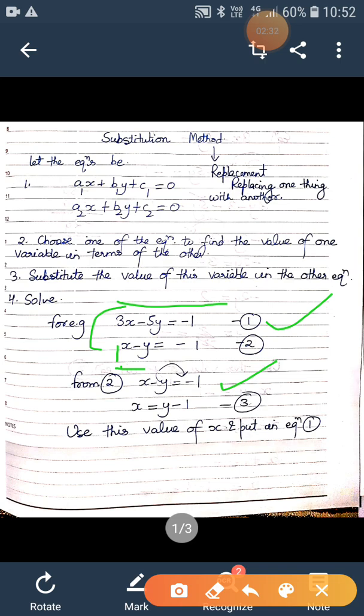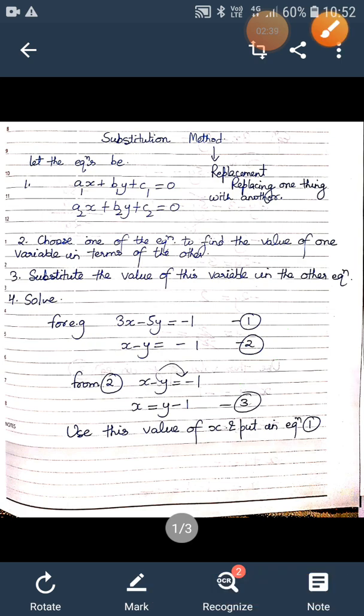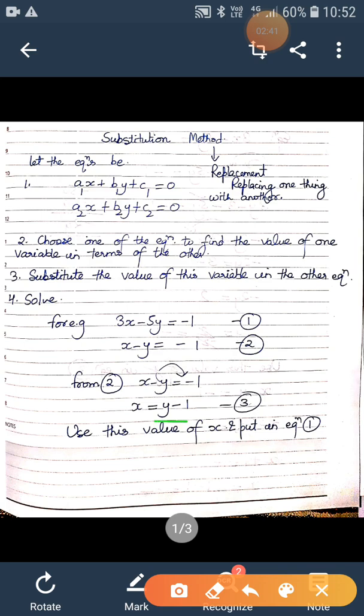And what do we do then? We write x in terms of y. Transposing minus y to the right-hand side, it becomes plus y, and minus 1, so x equals y minus 1. So we have taken the value of variable x in terms of the variable y. Now what will be the role of this value? We are going to use this value in the first equation, wherever x is there. Let us see how.